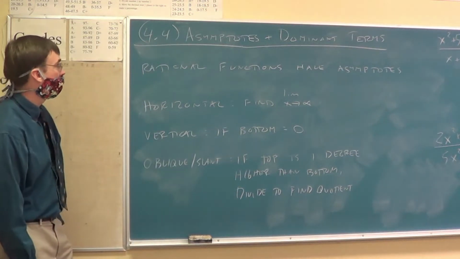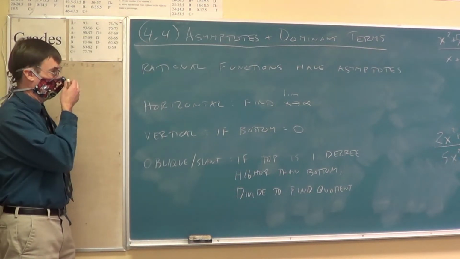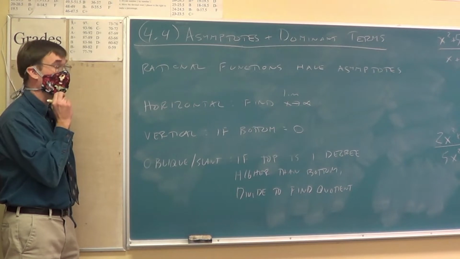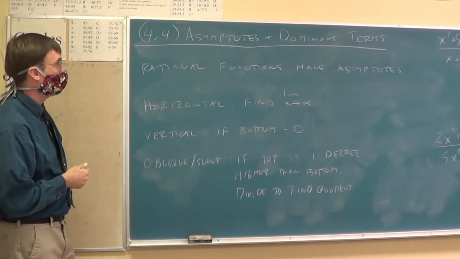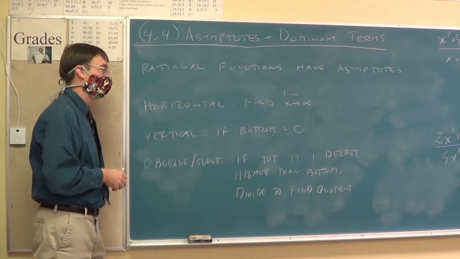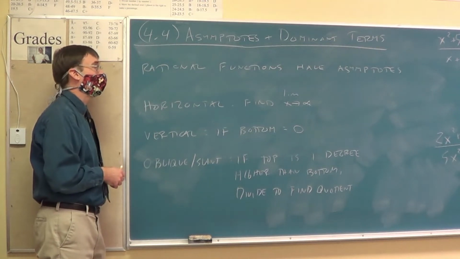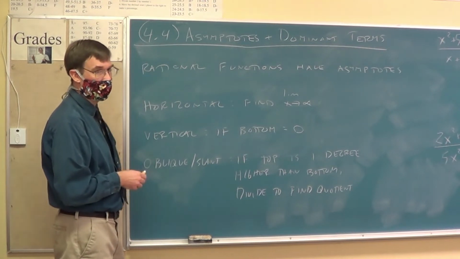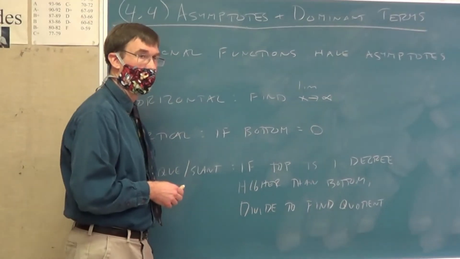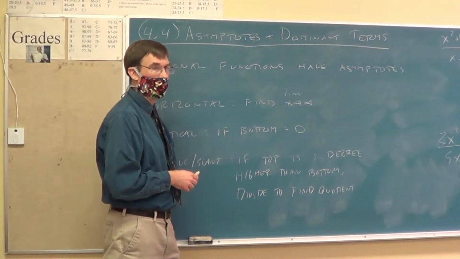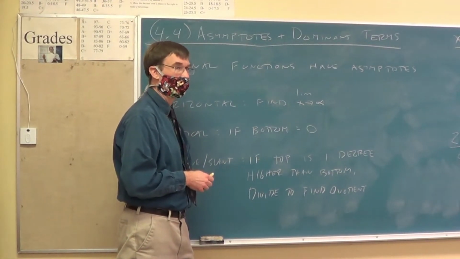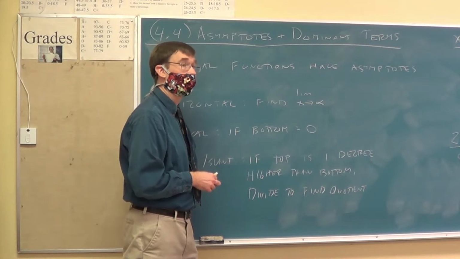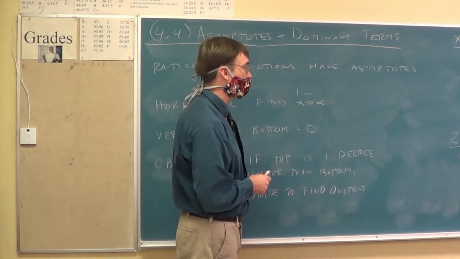So today, 4.4 is about a thing called asymptotes, which you've seen a little bit of in algebra 2, and a thing called dominant terms that you've never heard of until this moment. Remember what asymptotes were in algebra 2 at all? It had to do with graphs. Lines that it couldn't go past. That's correct. It was like a line that you couldn't touch.